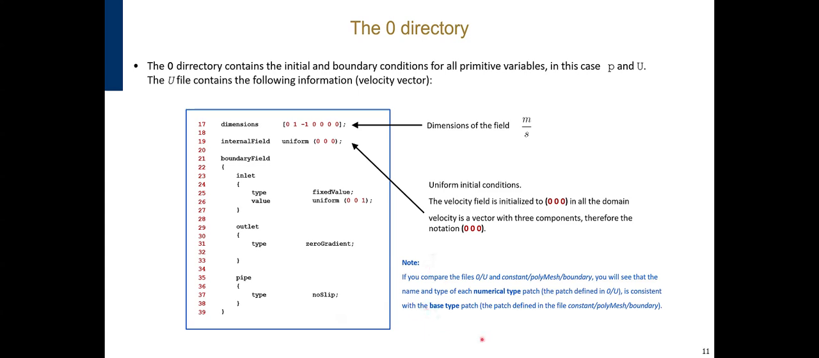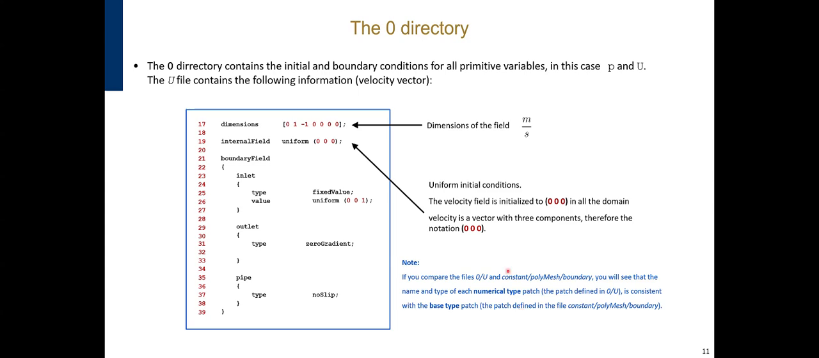Anyway, one thing you would notice if you check the patches, which is the polymesh boundary files that will be generated, is that the names or the type of patch should correspond to the type of patches you have here. If you change the patch type here, you need to go into those files, those cases and directories, and change the boundary types as well for consistency.